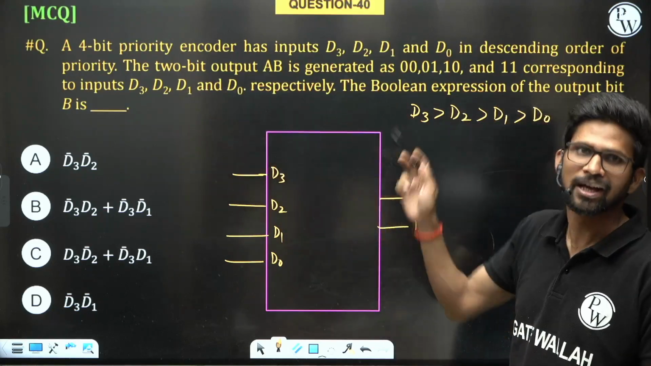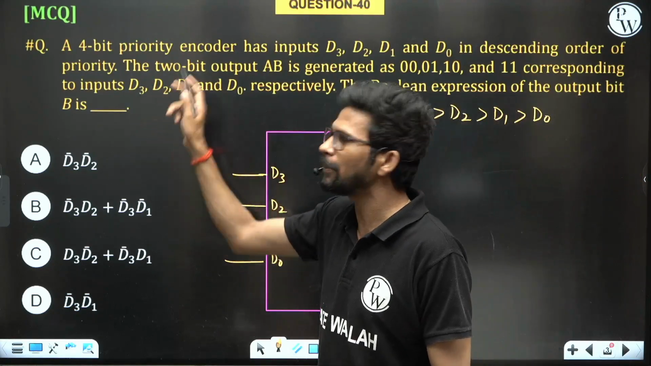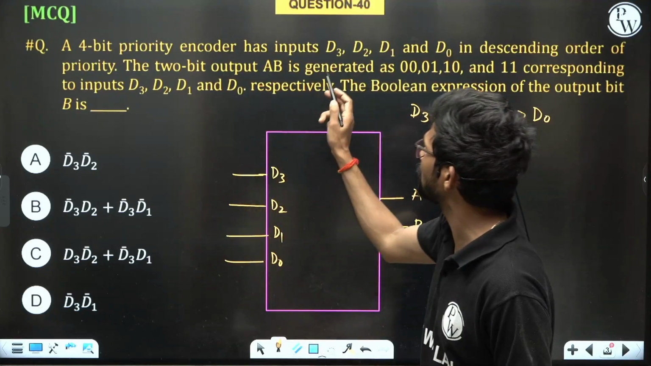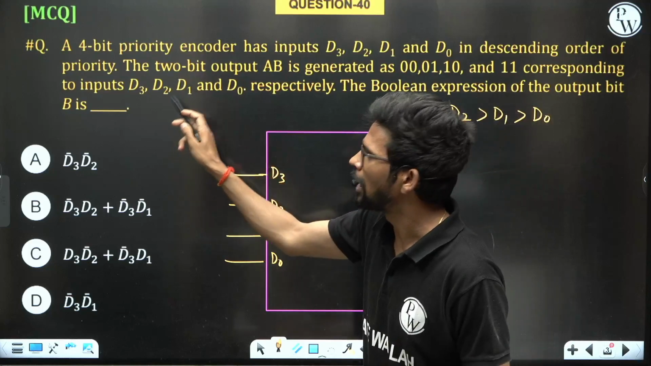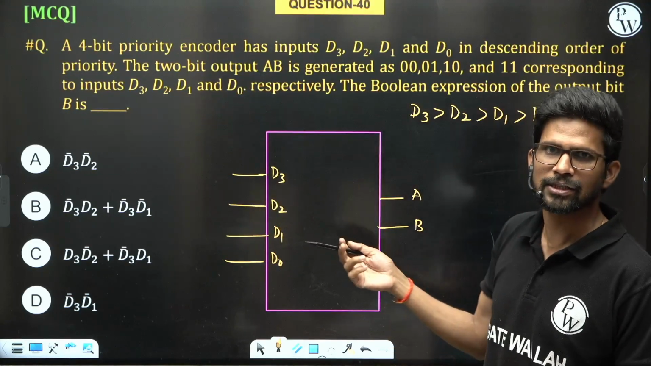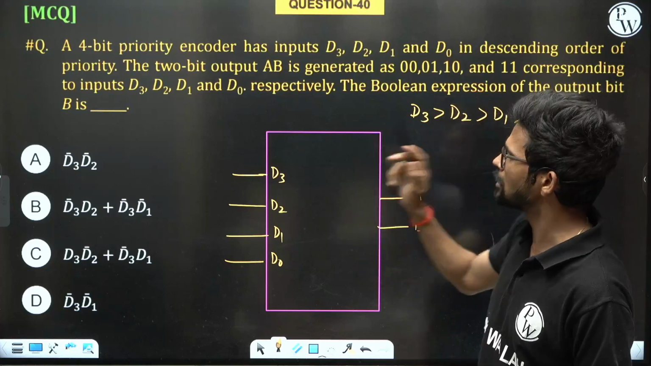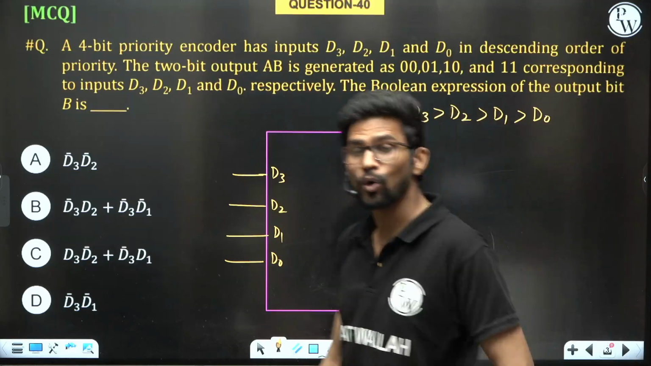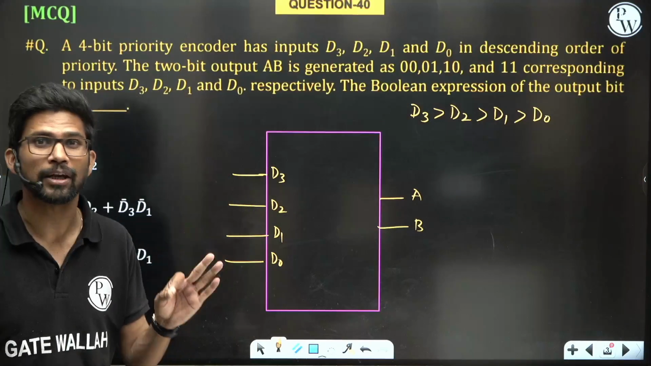D2, D1 and D0. Which means if there is 1 at the D3 bit, it will generate output 00. If at D2 there is 1, it will generate output 01. If at D1 there is input 1, it generates output 10. And if at D0 there is 1, it generates output 11. So this is a very important question.